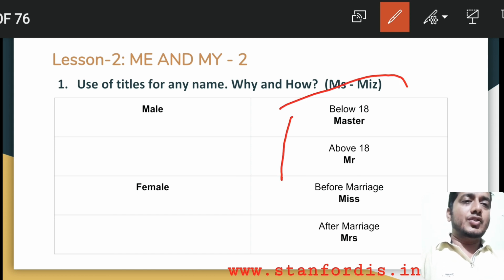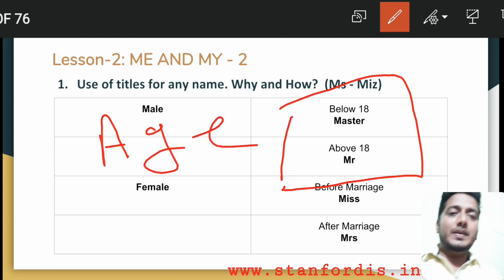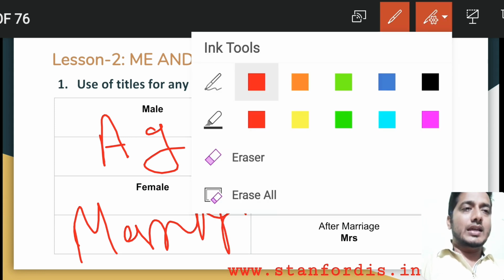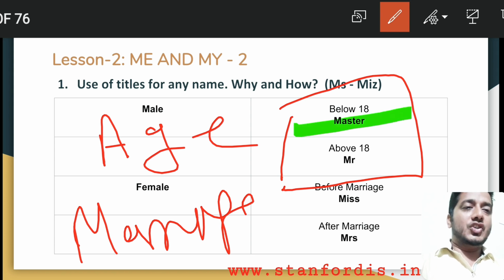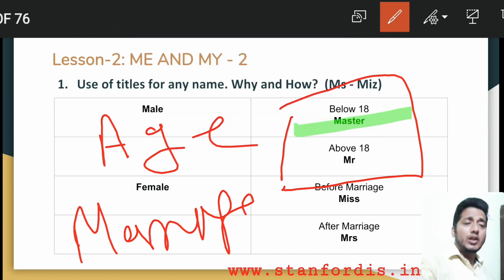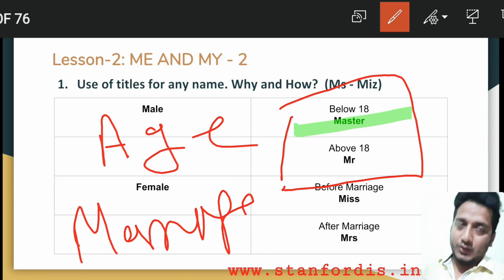If I talk about male, the criteria is age. For female, the criteria is marriage. As you can see here, age: if a person is below 18 years, then we use Master, like Master Mohan Babu, Master Ram Kumar. Not Master Sita Devi, though; for Sita Devi we will not use Master. We use Master for a male boy.